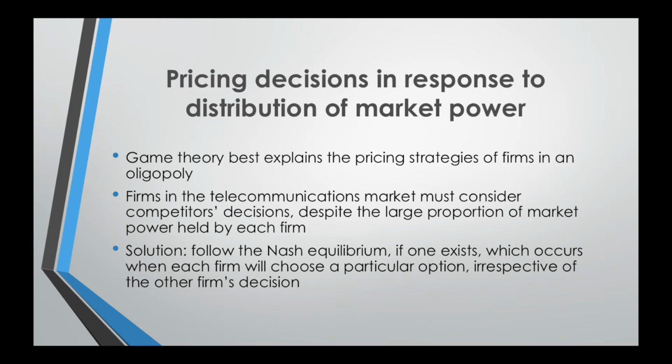They should follow the Nash equilibrium, if one exists, where each firm will choose a particular option irrespective of the other firm's decision. This is because each company holds a large proportion of market power in the oligopoly and has a large influence on price, but must also be aware of competitors' actions as change caused by one firm may affect all the firms in the market.